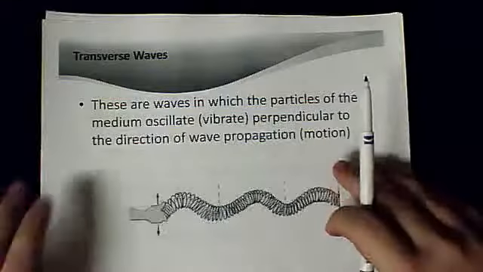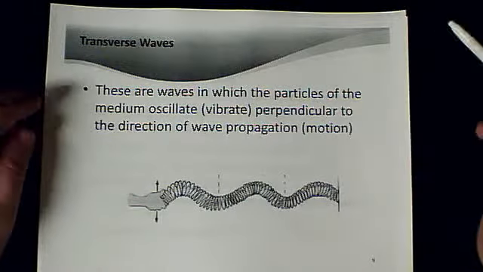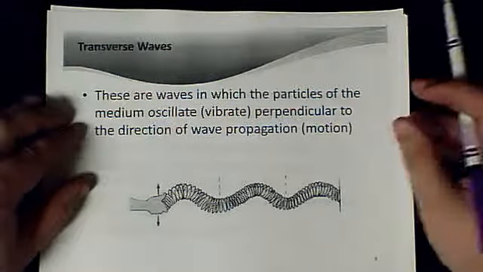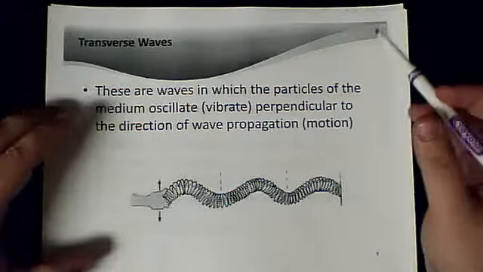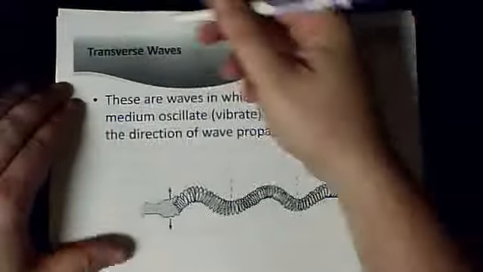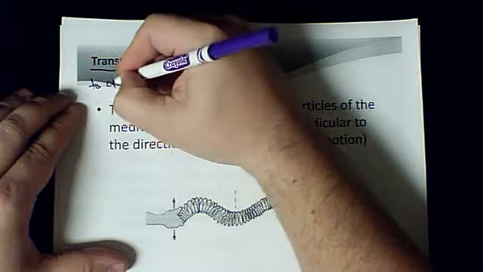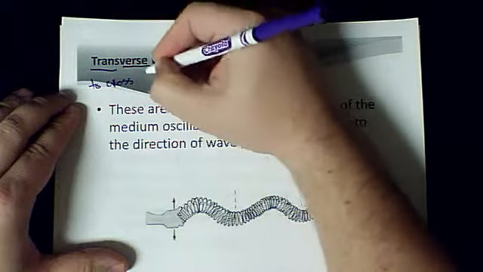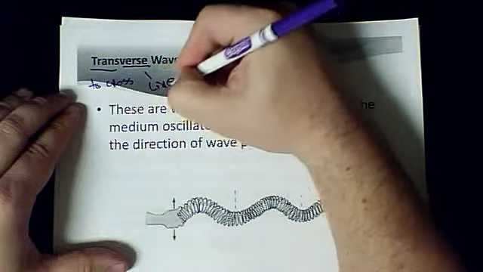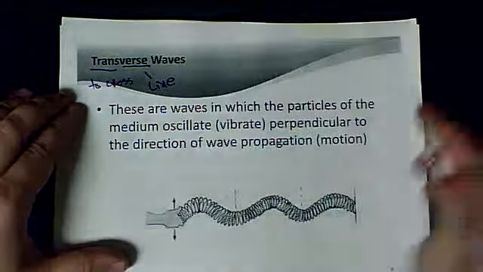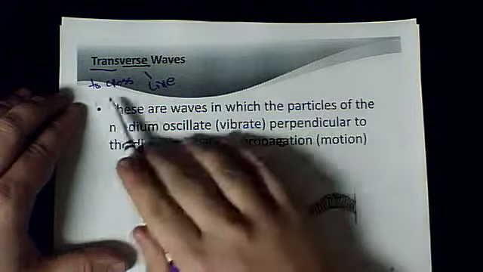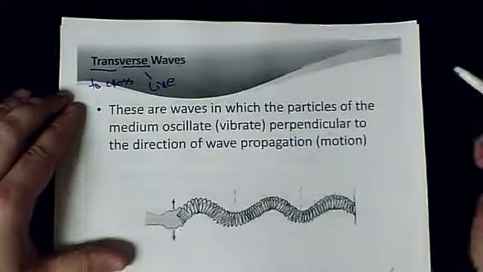Transverse waves are waves in which the particles of the medium oscillate or vibrate perpendicular to the direction of wave propagation. And I'm going to give you a little bit of a Latin lesson here for a second. Trans means to cross, and verse is line. That's why you call poetry verse, because it comes in lines. So to cross the line is literally what transverse means.